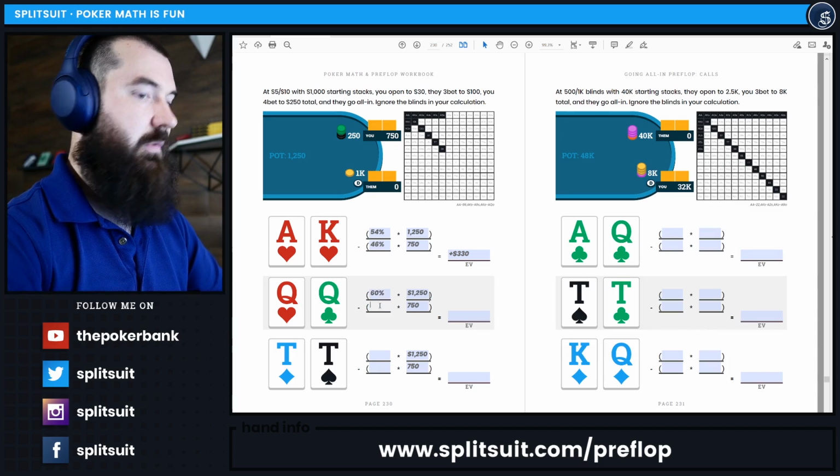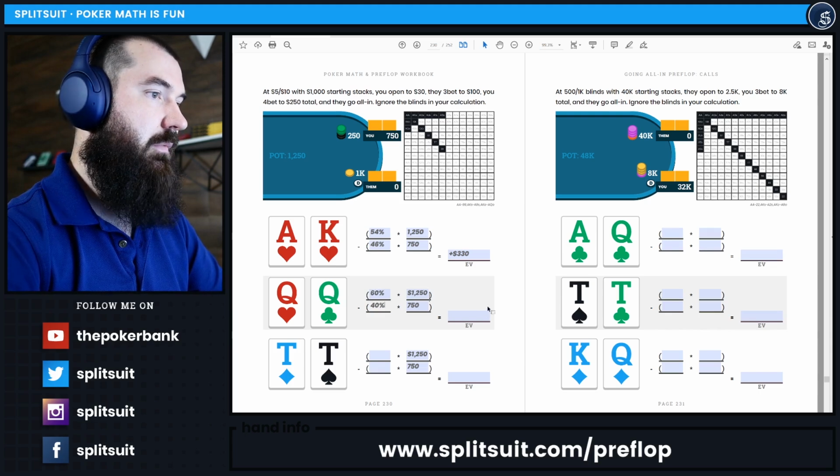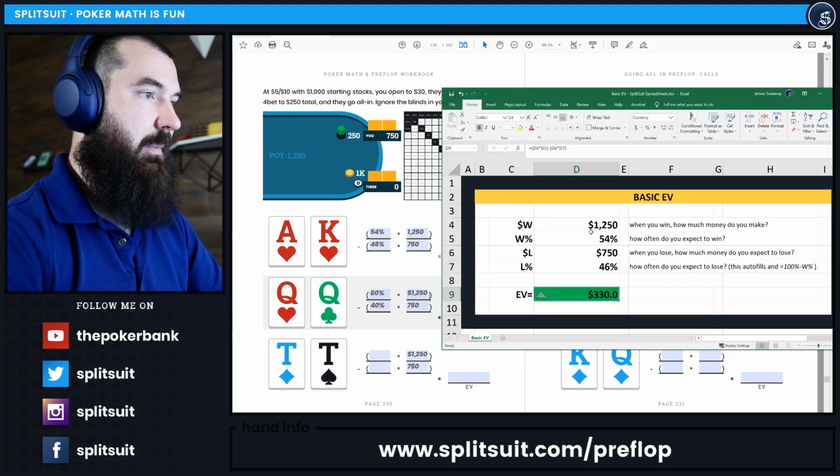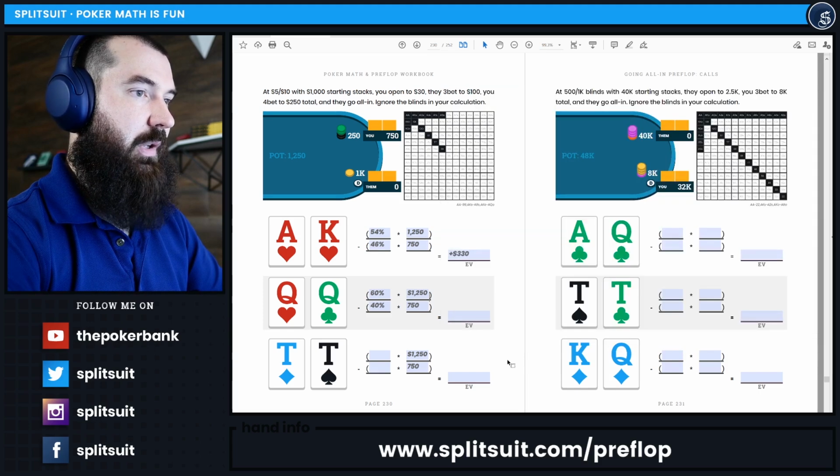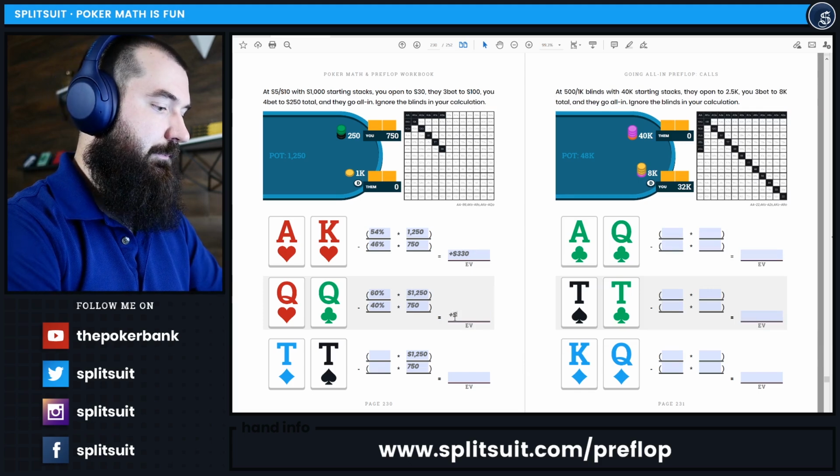Perfect. Which means this is going to be the remaining 40. Excellent. And let's plug everything back into that tool real quick. So again, money W stays the same, money L stays the same. The only thing that changes are these numbers, 60% and 40%. And we see now that we are plus $450.